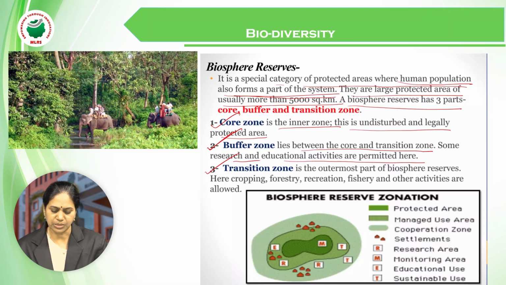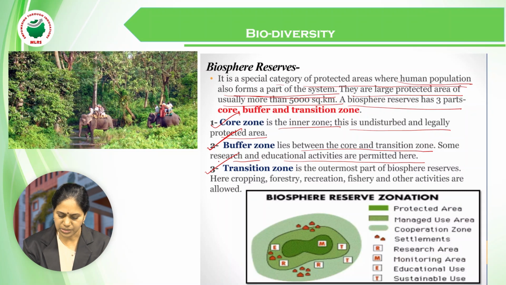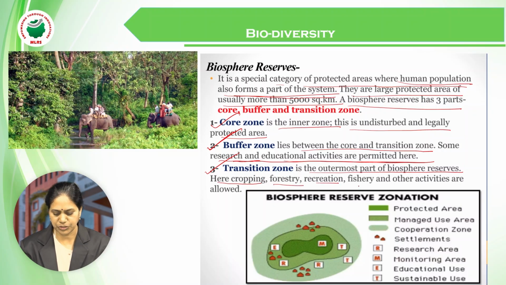Now the buffer zone lies between the core zone and the transition zone. So some research and educational activities are permitted in this particular zone. Next, the transition zone. It is the outermost part of the biosphere reserve. Here cropping, forestry, recreation, fishery, and other activities are allowed.